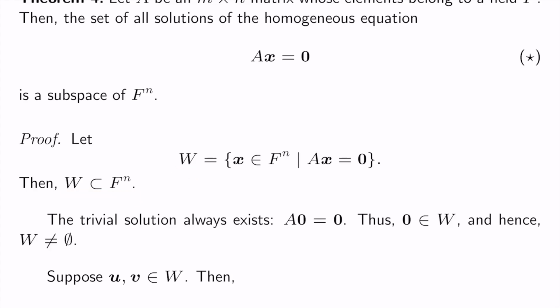And next we need to check that this W is non-empty. But the trivial solution of the homogeneous equations always exists. So the 0 vector multiplied by the matrix A gives the 0 vector. So this 0 vector satisfies this equation. Therefore, this 0 vector belongs to W. By the way, this 0 vector on the left-hand side is an n-dimensional vector. This 0 vector on the right-hand side is an m-dimensional 0 vector. So don't get confused. Therefore, W is non-empty.